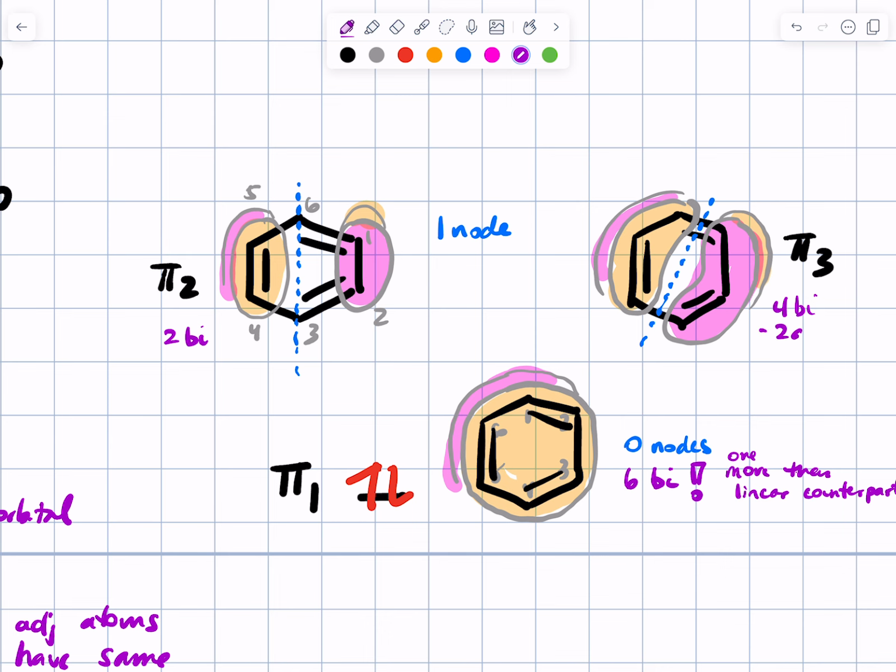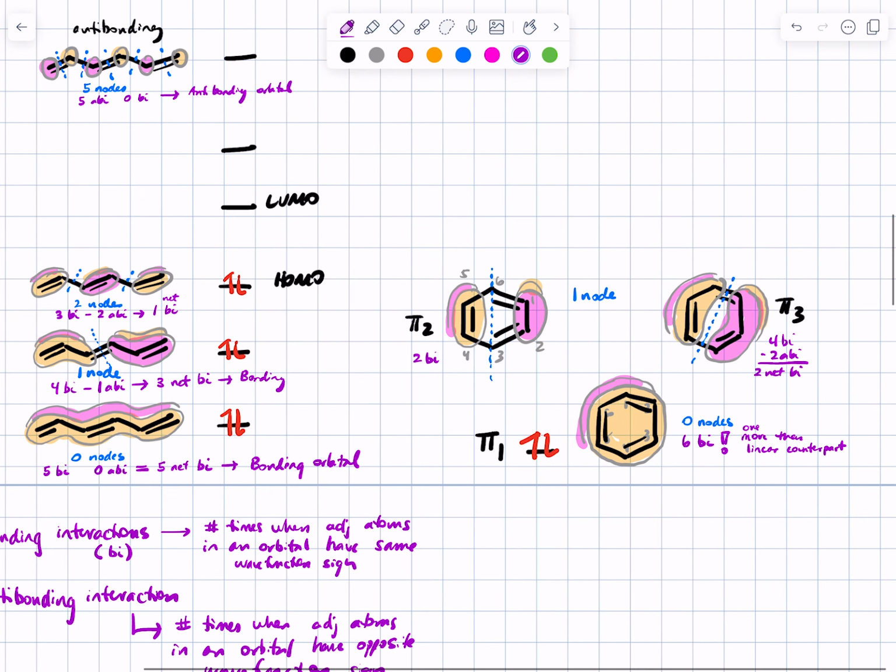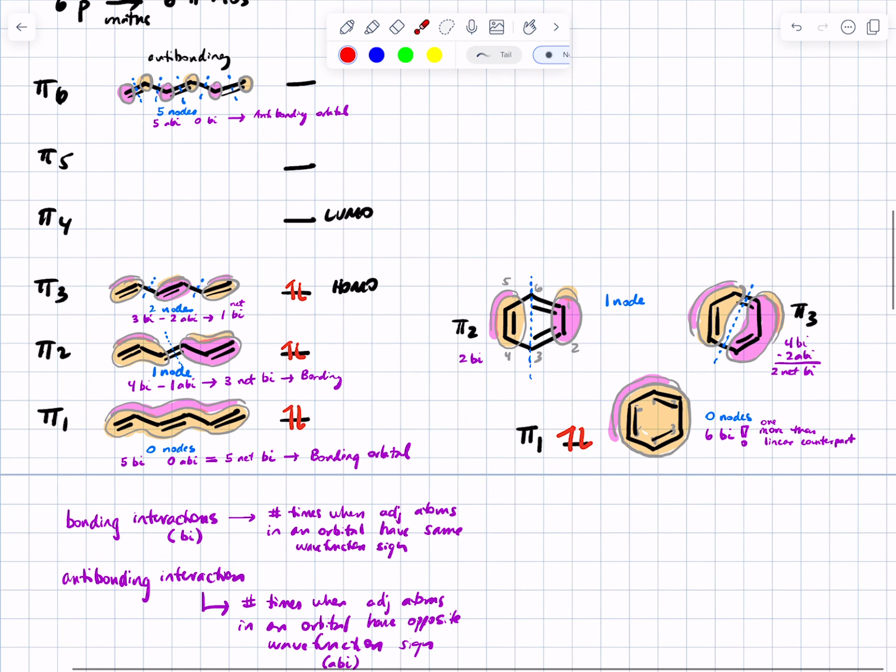So we would call that 2 anti-bonding interactions for 2 net bonding interactions overall. So we would conclude that pi 2 and pi 3 are equal in energy. They have the same wave function sign. And then compared to the pi 2 and pi 3 from 1,3,5-hexatriene, they're somewhere in the middle.